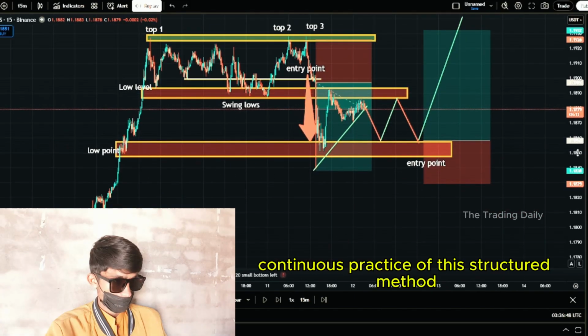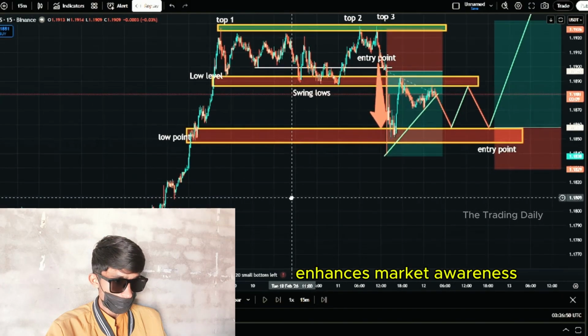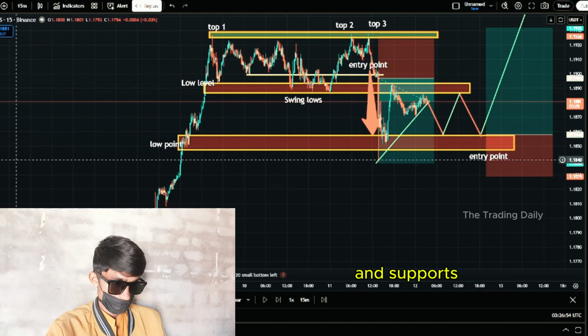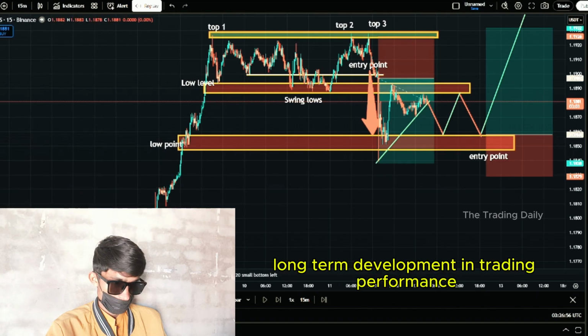Continuous practice of this structured method enhances market awareness, strengthens analytical skills, and supports long-term development in trading performance.